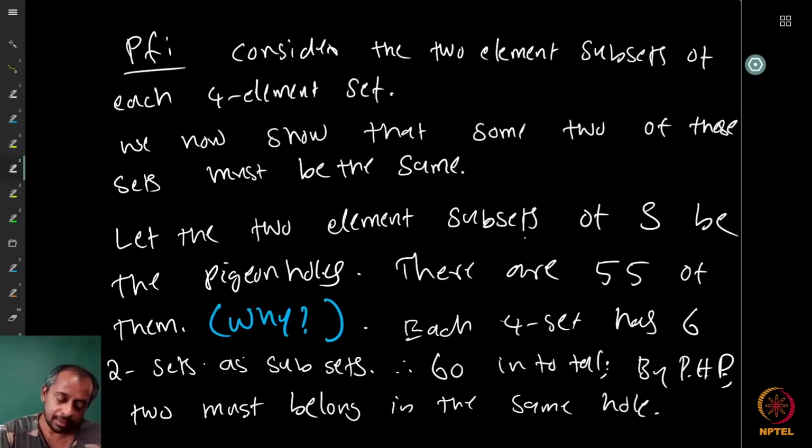Okay, so here is the proof I have written here. Consider the two element subsets of each of the four element sets. We show that some of the two element subsets must be the same. For this, we look at the two element subsets of S as the pigeonholes. There are 55 of them. Again, think about it. Why? And each four element subset has 6 two element subsets. And again, why? And therefore, 10 times 6, which is 60 in total. By the pigeonhole principle, 2 must be the same. And that's the proof.